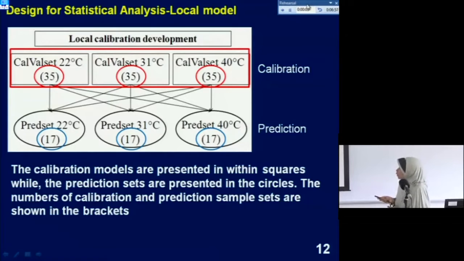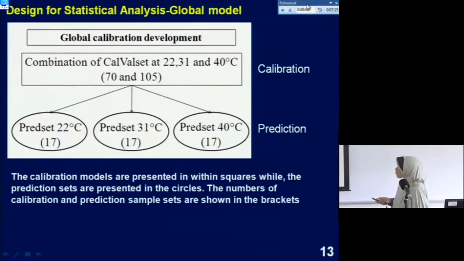For developing the local calibration model, 35 samples were used for calibration and validation. And to evaluate the performance of the local calibration model, 17 samples were used. Each calibration model was used to predict 17 samples at each temperature.